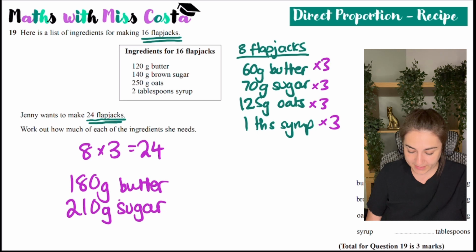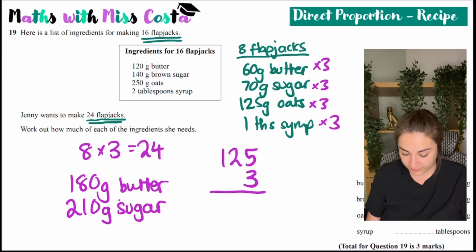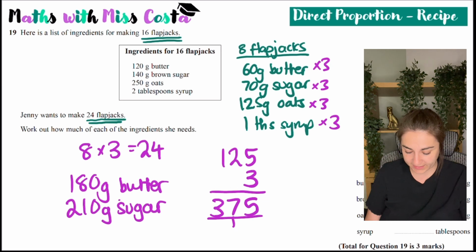125 times by 3. If you need to, you can always just do the multiplications if you can't do it mentally. So 3 times 5 is 15. 3 times 2 is 6. Add the 1 is 7. 3 times 1 is 3. So that'll be 375 grams of oats, and then 3 tablespoons of syrup.